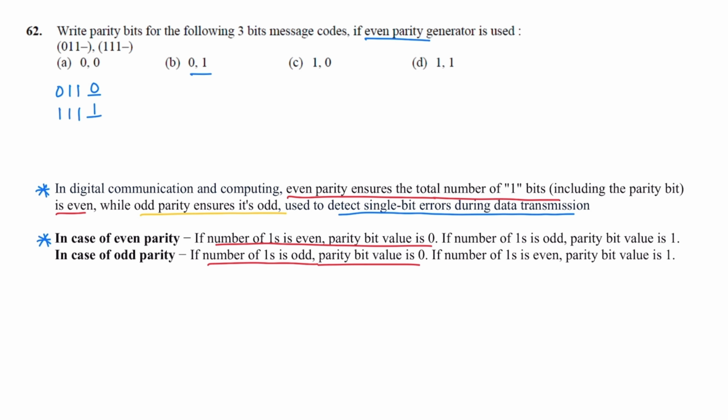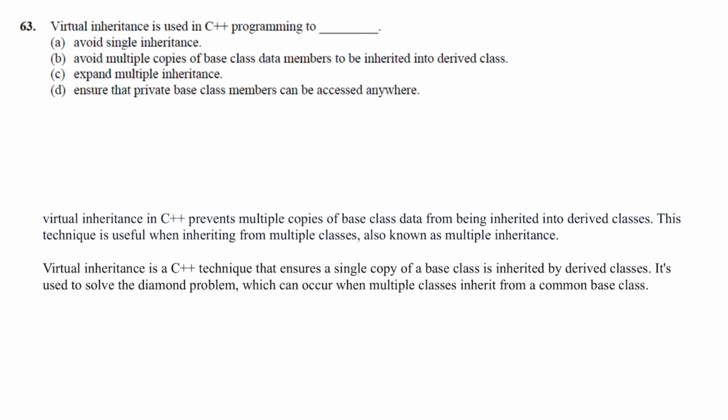Next question, question number 63: Virtual inheritance used in C++ programming to avoid dash. This virtual inheritance is used to avoid the multiple copies of base class data members being inherited into the derived class. Correct option is B. Virtual inheritance in C++ prevents multiple copies of base class data from being inherited into the derived classes.